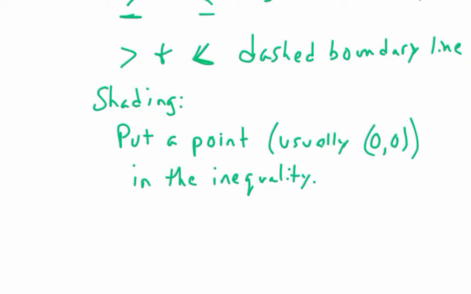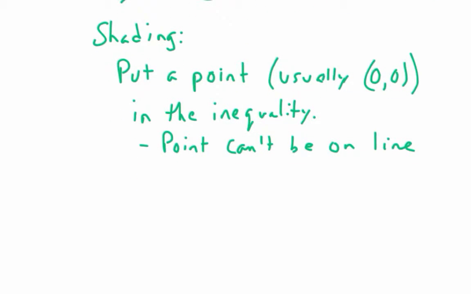So first of all, it needs to be a point that's not on the line. So pick a point not on the line. Kind of my 3 little bullet points on here: the point can't be on the line. So you need to pick a point that's not on the line, which is why I usually use 0, 0. 0, 0 is just the easiest one to do.